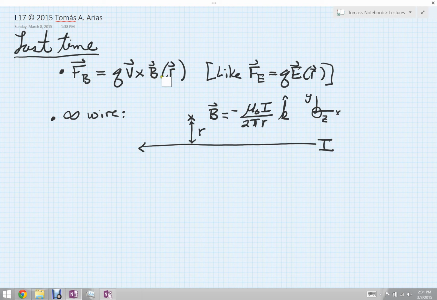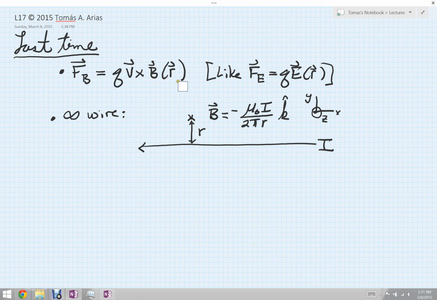Taken together, this law for the force from the magnetic field with this law for the force from the electric field gives a complete description of electromagnetic forces. So we have this nice simple way to calculate the force on a moving particle.